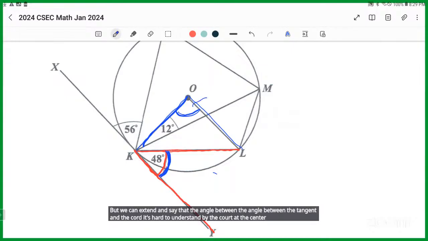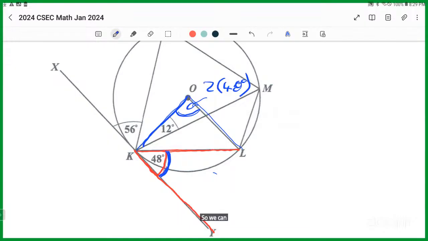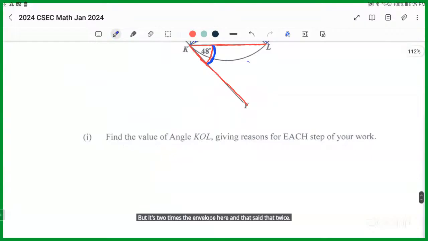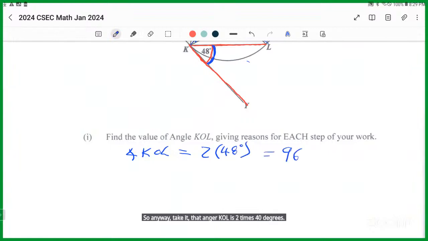So therefore, this angle is the same, 2 times 48 degrees. So we can extend the rule that way as well. All right, so it's 2 times 48, because it's 2 times the angle up here. Angle at center is twice. So anyway, that angle, KOL, is 2 times 48 degrees. 2 times 48 is 96 degrees.